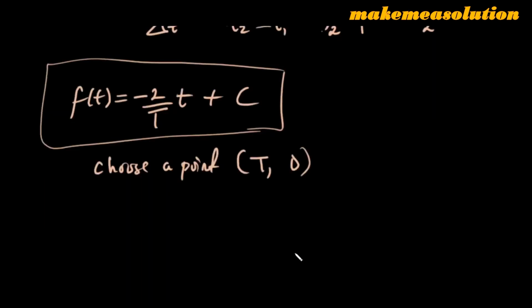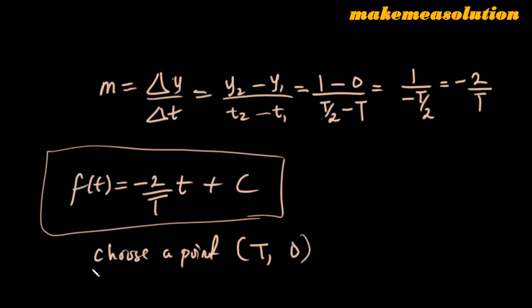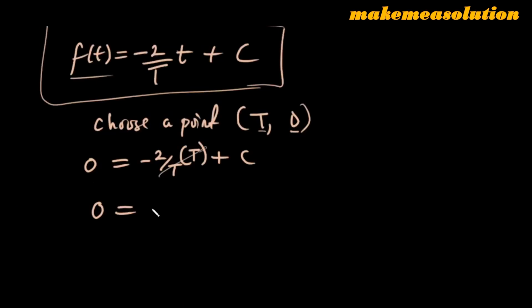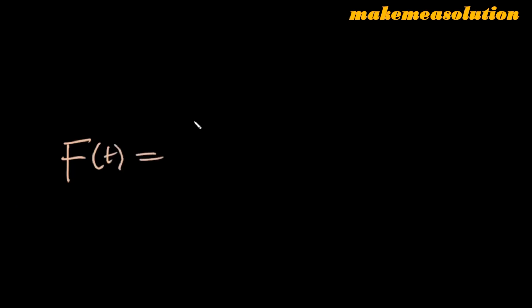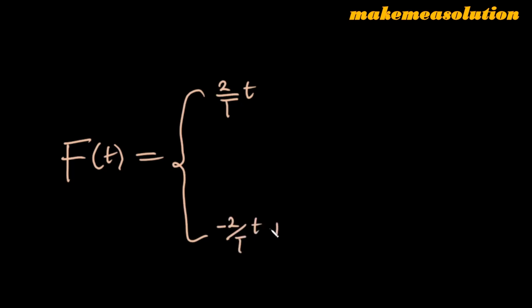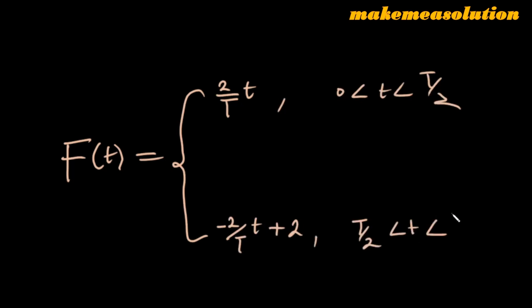When you solve for the value of c with this particular point, you're just going to tell yourself that the value of f of t is 0 when t is T, this T being the capital letter T. And you now have plus c. So if you solve for the value of c, you have 0 is equal to minus 2 plus c. It implies that c is equal to 2. Therefore, the function is defined as f of t is equal to minus 2 all over T times t plus c, which is 2. To wrap up, f of t will be defined using the branch pattern as 2 over T times t, and minus 2 over T times t plus 2. The first exists for 0 less than t less than T over 2, and the second exists for T over 2 less than t less than T. This is the answer that you're supposed to get if you do it correctly.